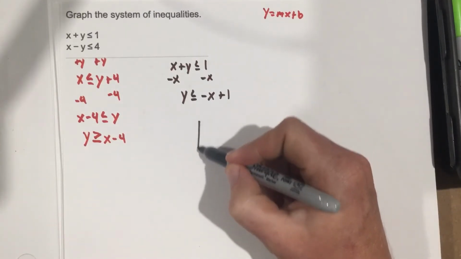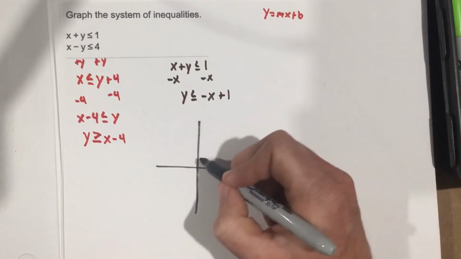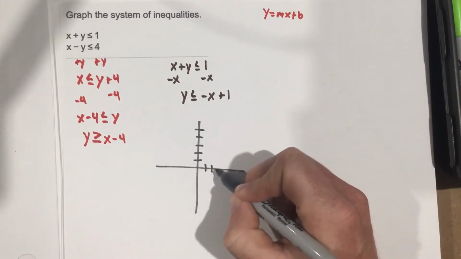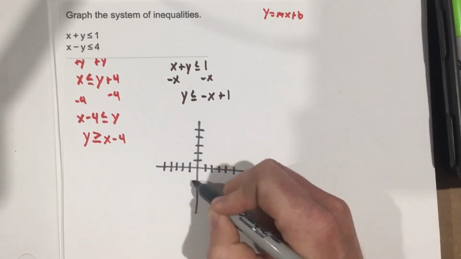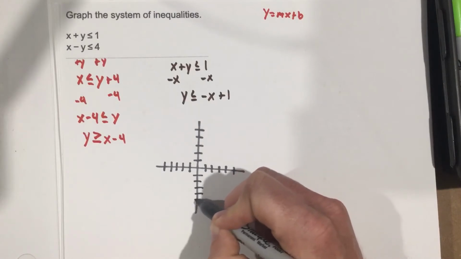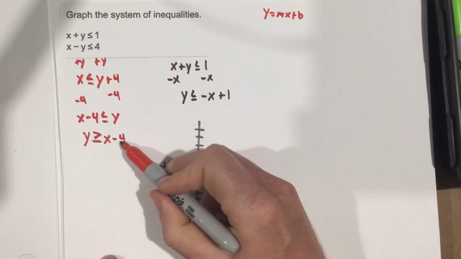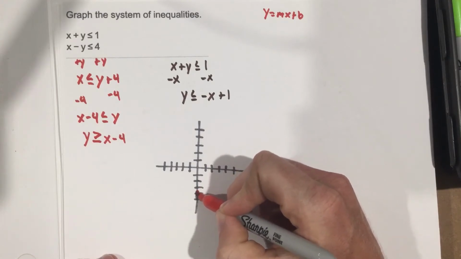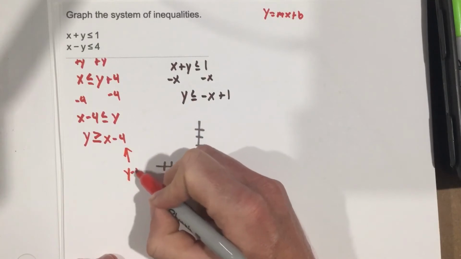So the coordinate plane, we're going to mark it 1, 2, 3, 4, 5 in each direction. Alrighty, now that we have it marked, let's graph the first one in red. So this is negative 4. 1, 2, 3, 4. Mark the y-intercept, and we should probably state that the y-intercept here is negative 4.